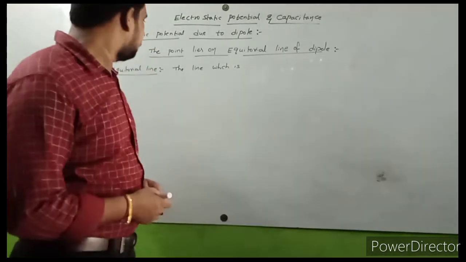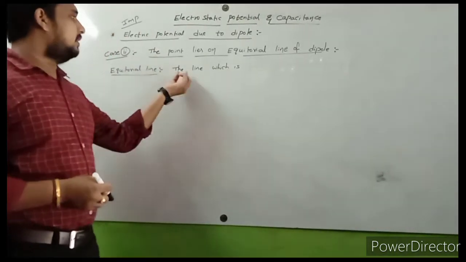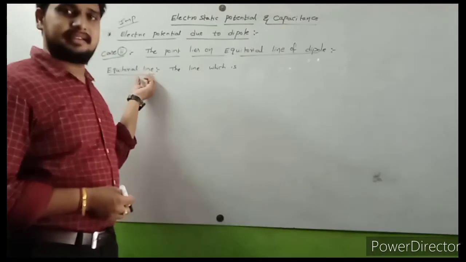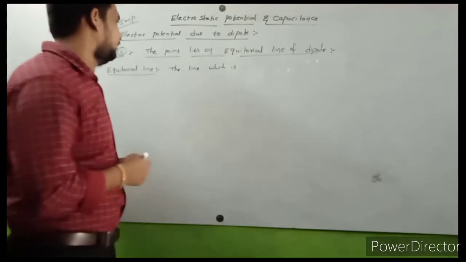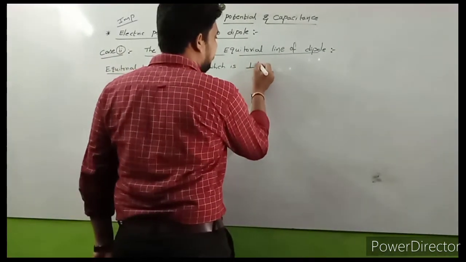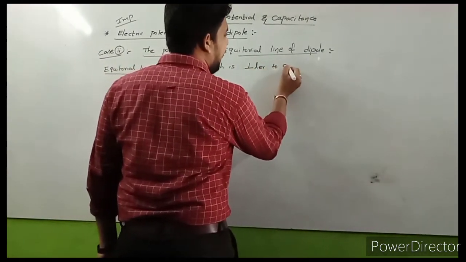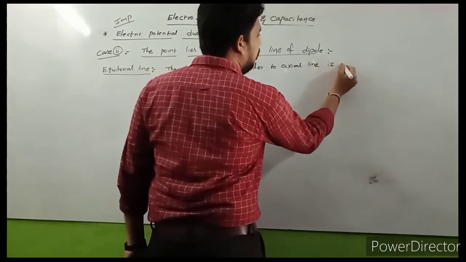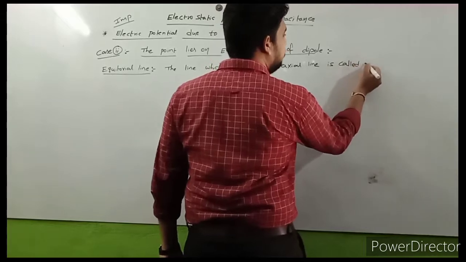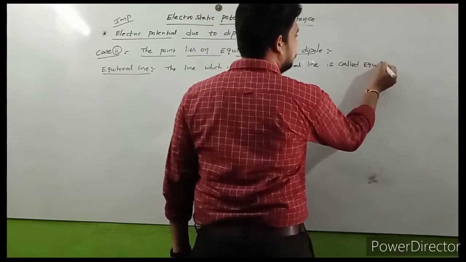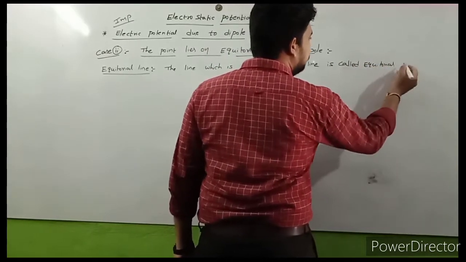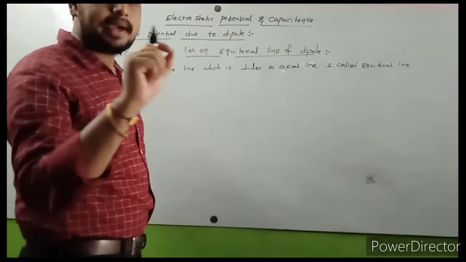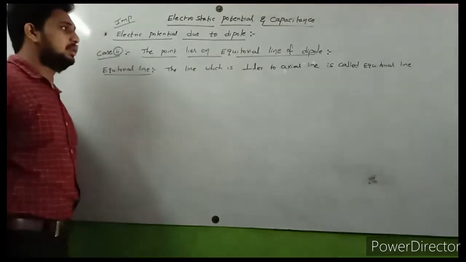My dear, observe carefully. The line which is perpendicular to axial line is called equatorial line. So I hope you understood. The line which is perpendicular to axial line is called equatorial line.